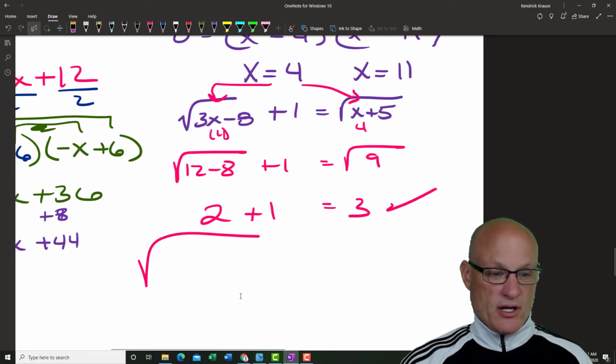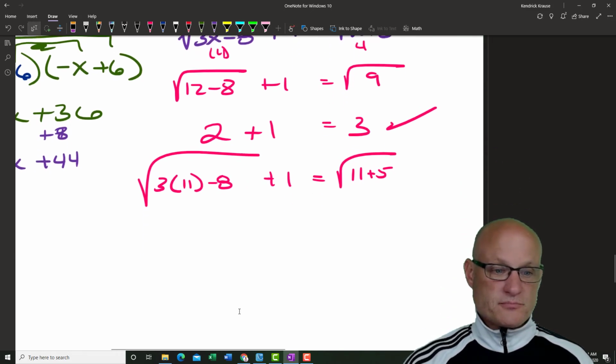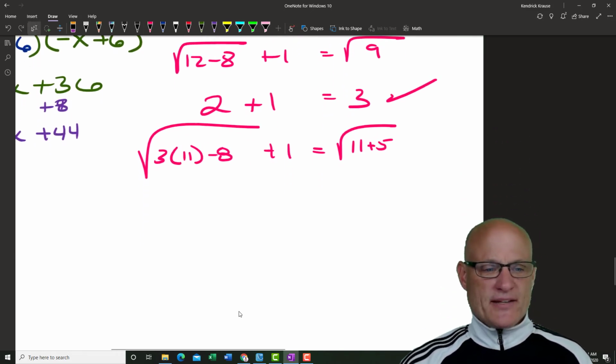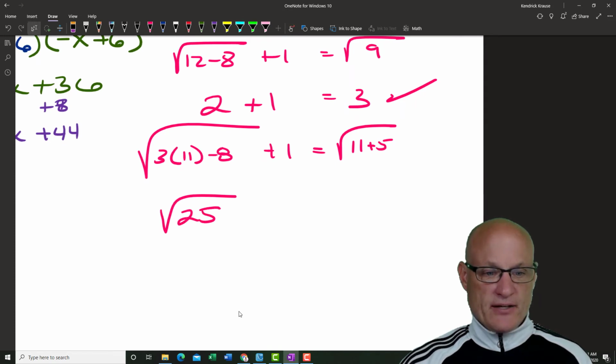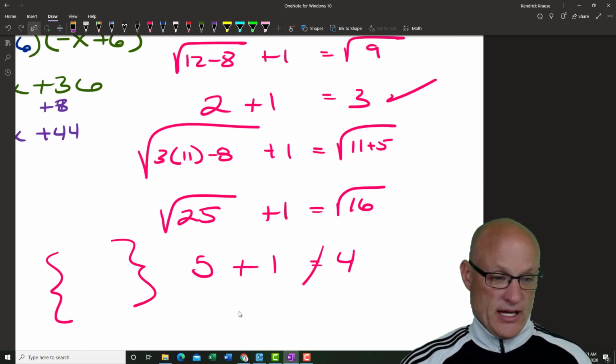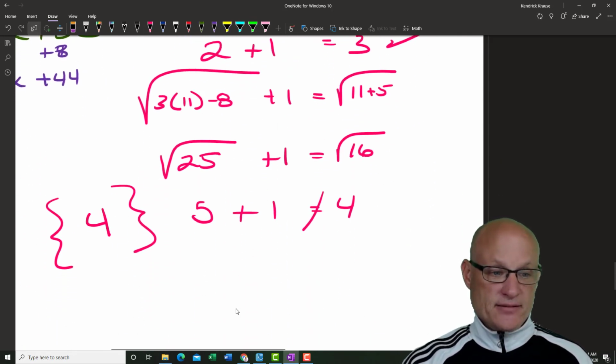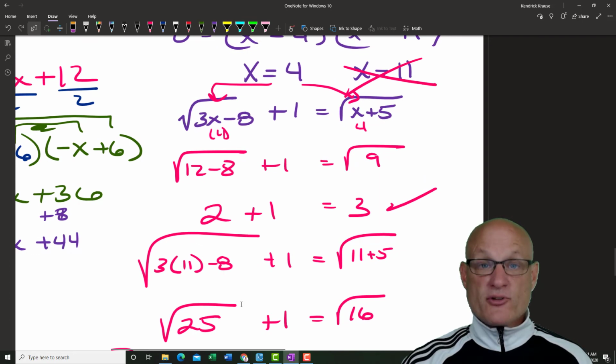And then the last one I'm going to check is 11. So we're going to do the square root, I'll write all this out, 3 times 11, because it's a little weirder, minus 8 plus 1. Does that equal the square root of 11 plus 5? Well, 33 minus 8 is the square root of 25 plus 1. Does that equal the square root of 16? The square root of 25 is 5. 5 plus 1 does not equal 4. So the 11 did not work. The only solution is the 4. I also like to come up here and cross off the bogus answer.